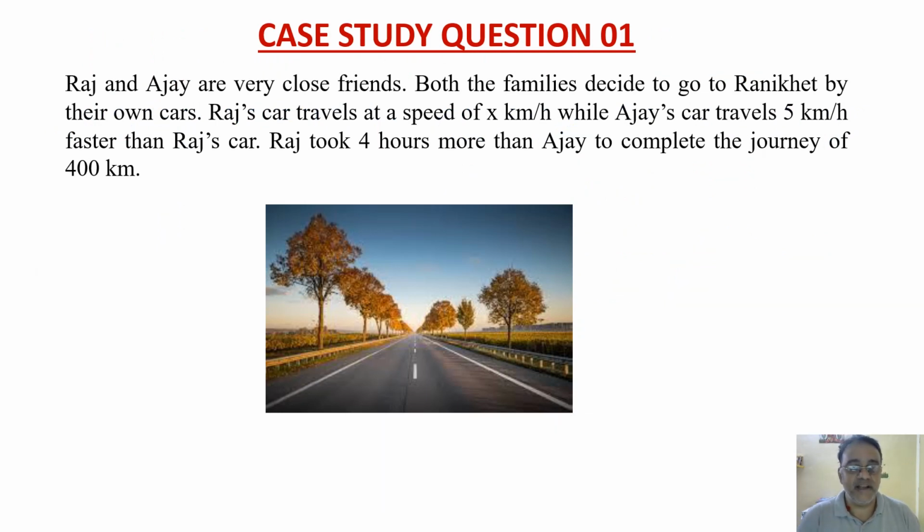So this question I have taken from CBSE question bank. Raj and Ajay are very close friends. Both the families decide to go Raniket by their own cars. Raj's car travels at a speed of x km per hour, while Ajay's car travels 5 km per hour faster than Raj's car. Raj took 4 hours more than Ajay to complete the journey of 400 km. Right? So this same diagram is given in that CBSE question bank. That is why I have not changed. So let us move toward the first question.